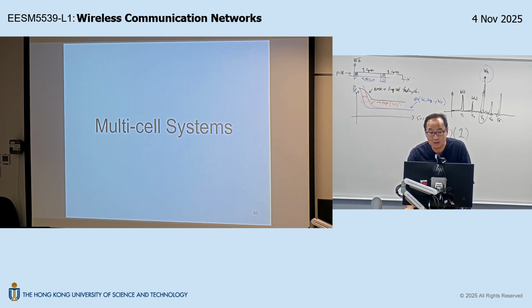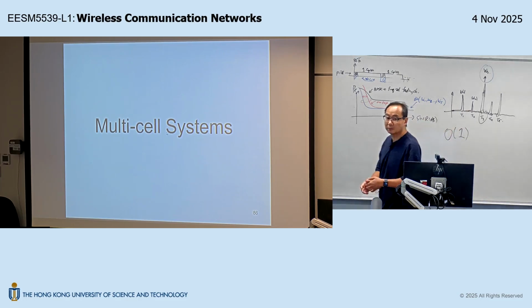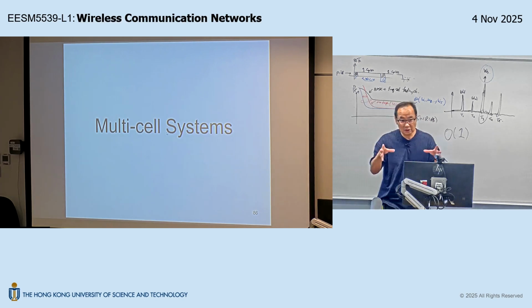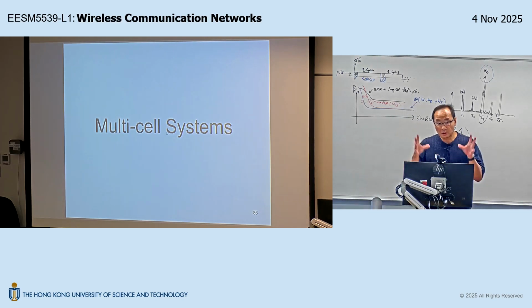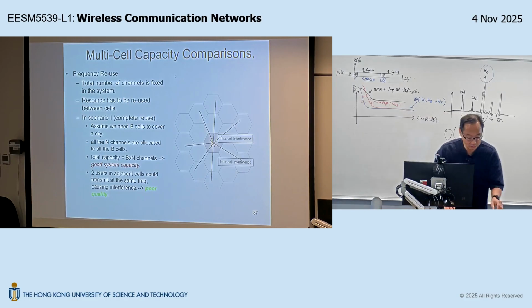Now let's look at the extension. So far, we've come a long way. We talked about point-to-point, and then in the previous part, we talked about multi-user, but in the context of a single base station. So now let's further extend the horizon to look at multi-cell. So in a typical cellular network, we have more than one single base station. We have multiple base stations. So let's formally talk about the concept of cellular architecture.